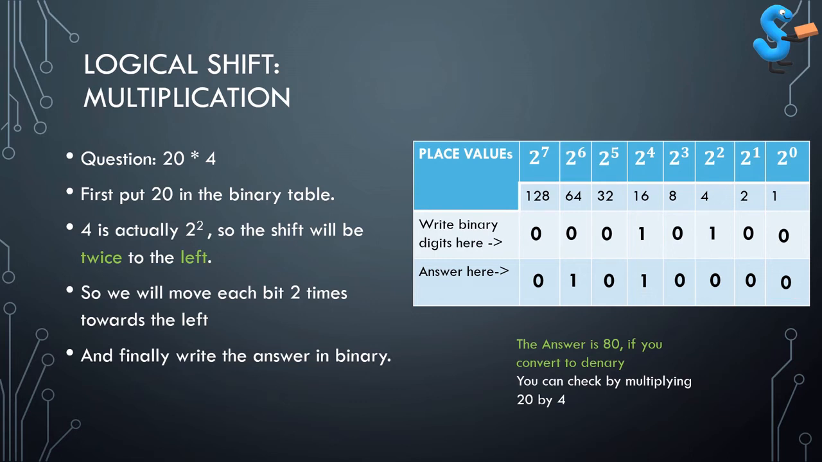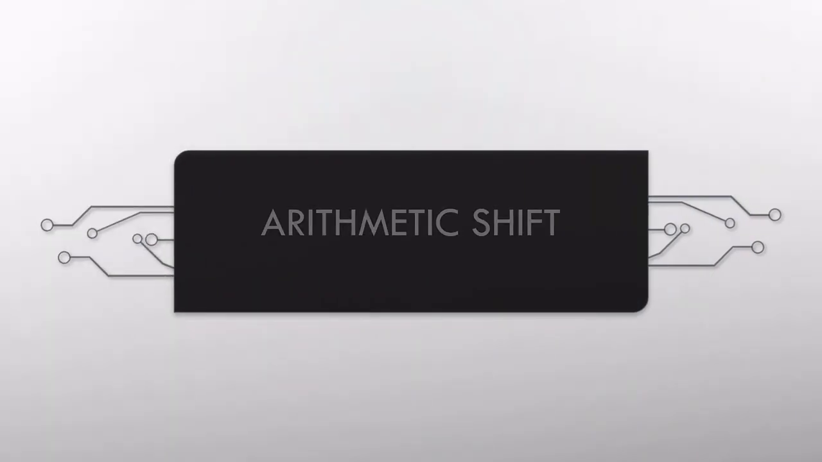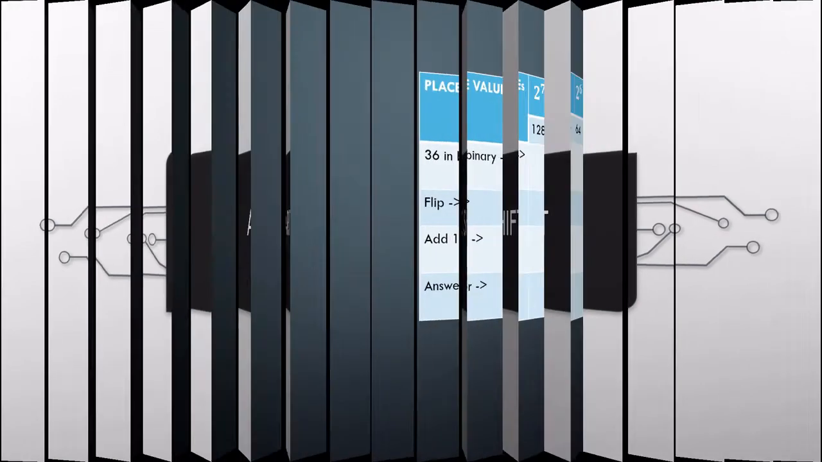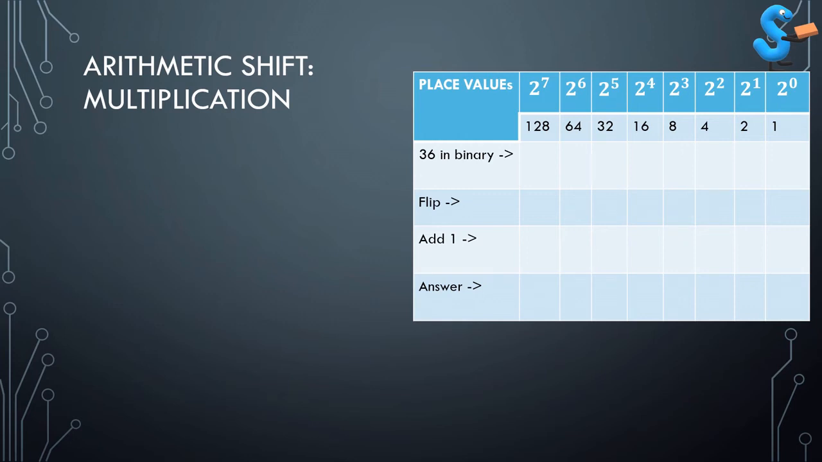Now we can move on to arithmetic shift. Arithmetic shift is actually the opposite of logical shift. That means that it can only be used on signed numbers, which are expressed in 2's complement format. This means that to do arithmetic shift, you need to have the number in 2's complement to then perform the shift. So, the question is negative 36 multiplied by 2.